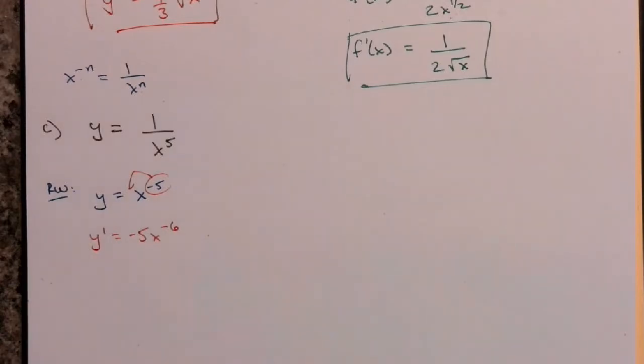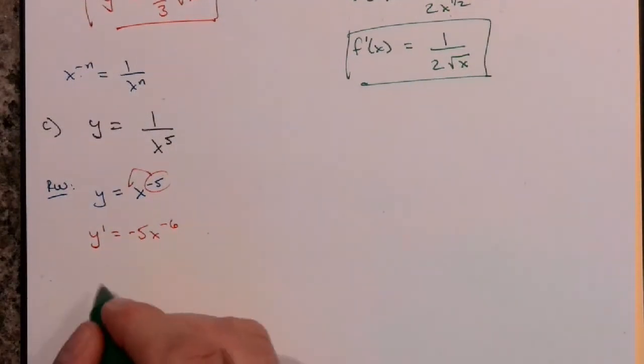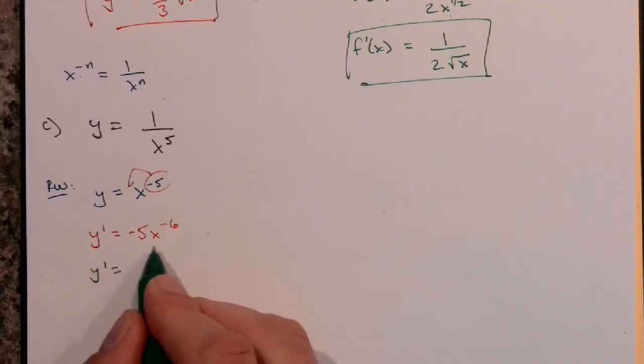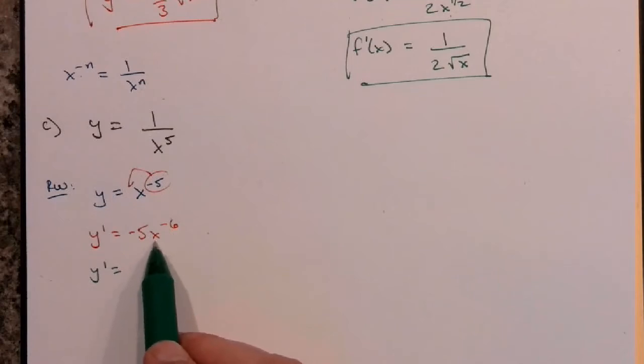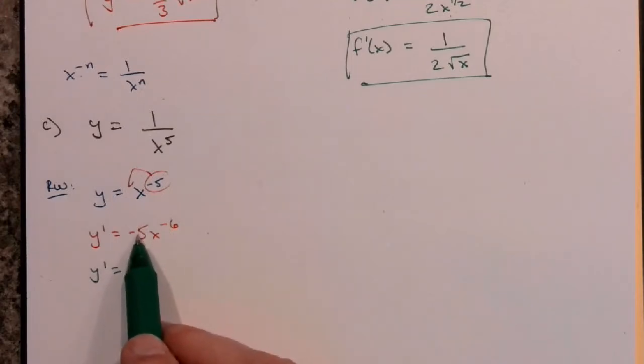Make sure you're careful with your negatives, right? Negative 5 minus 1 makes it more negative, so it's negative 6. And if I didn't ask you to simplify, you could leave it like that. To simplify this one, y prime equals, now, negative 5x to the negative 6. Remember, the negative 6 is the power on the x, not on the negative 5. So the negative 5 stays in the numerator.